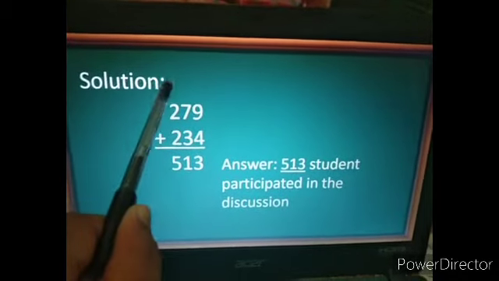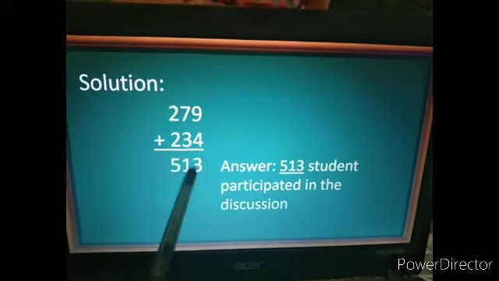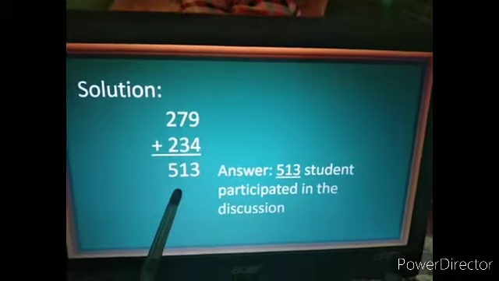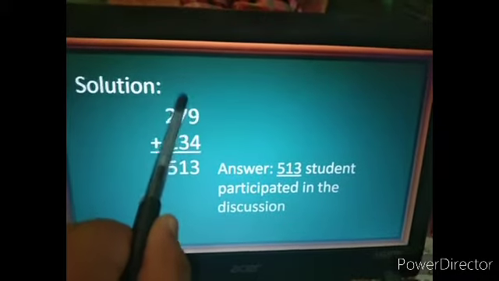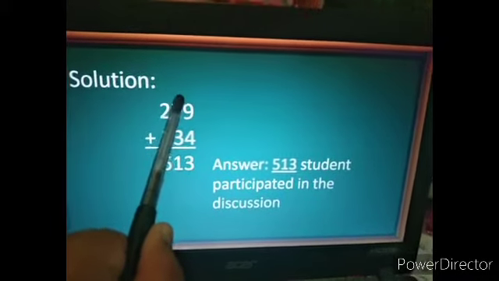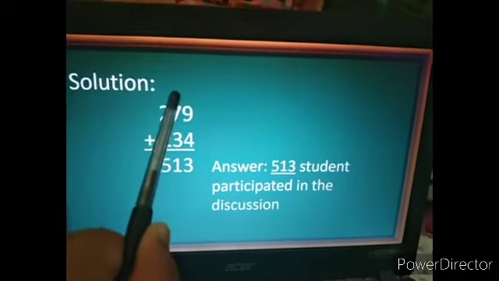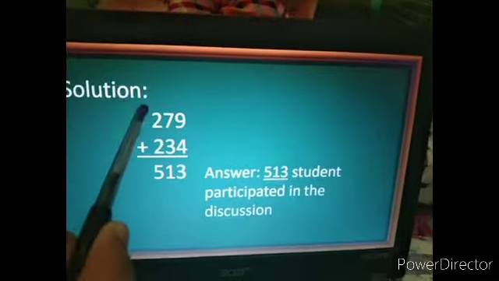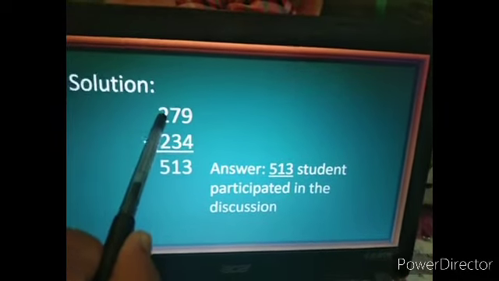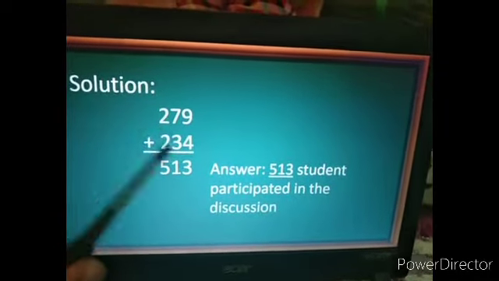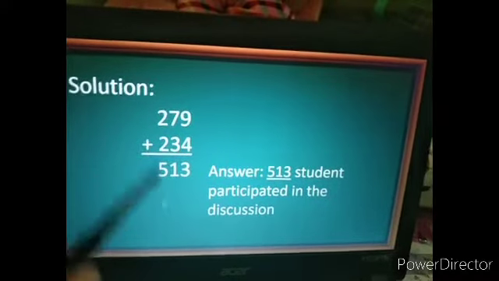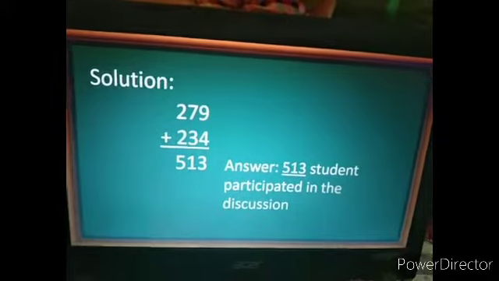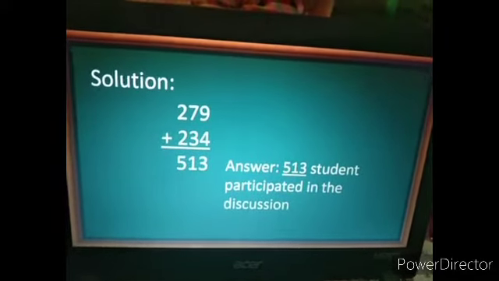Let's put 1 here on top of the 7 and 4 here. 7 plus 3 is equal to 10, plus 1 is equal to 11. We put 1 on top of the 2. Then 2 plus 2 is equal to 4, plus 1 is equal to 5. And we have the answer: 514 students participated in the suggestion.